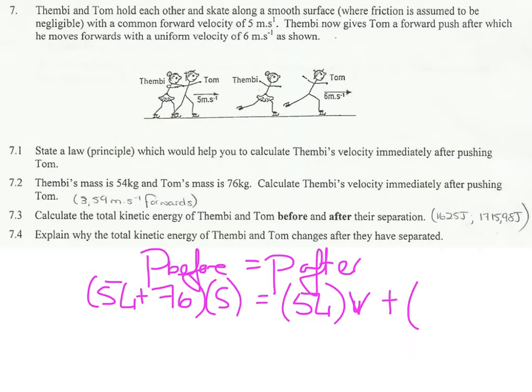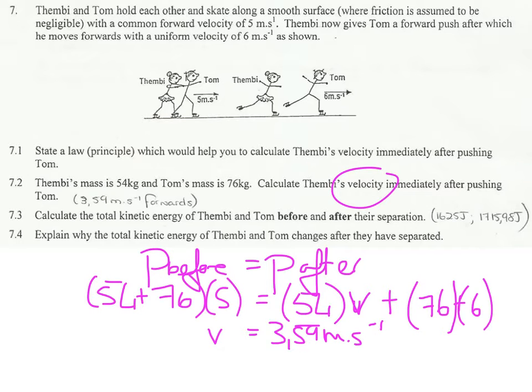added on to Tom's mass multiplied by his velocity. And when I work that all out, I get 3,59 meters per second. It's a velocity that they want, so you've got to give it a direction, and that's going to be forwards.